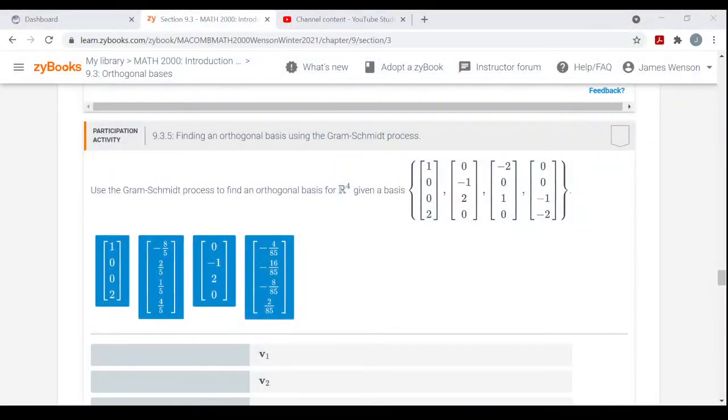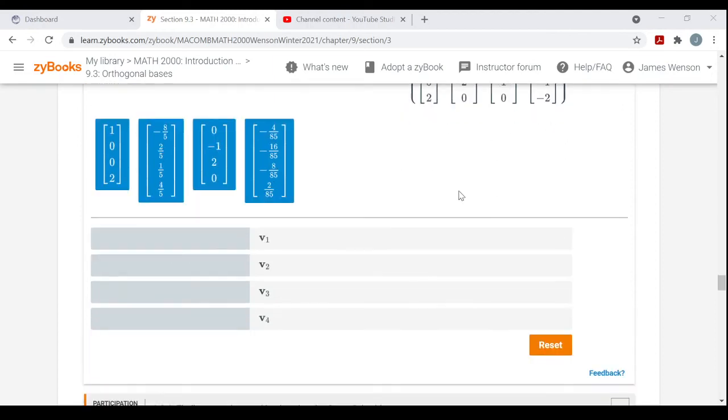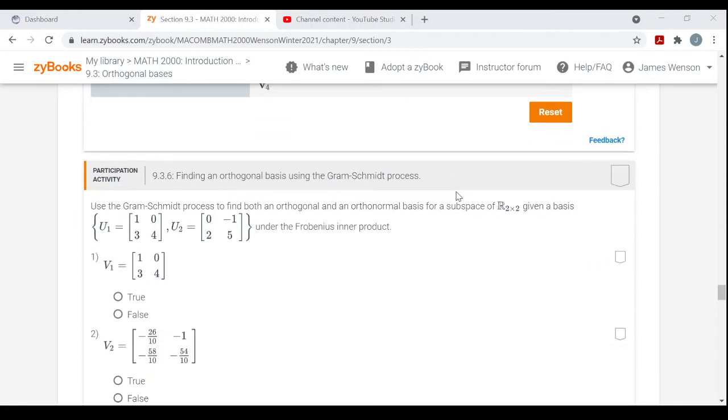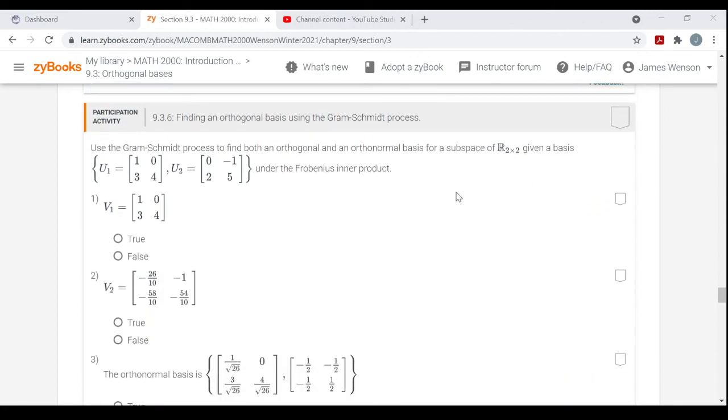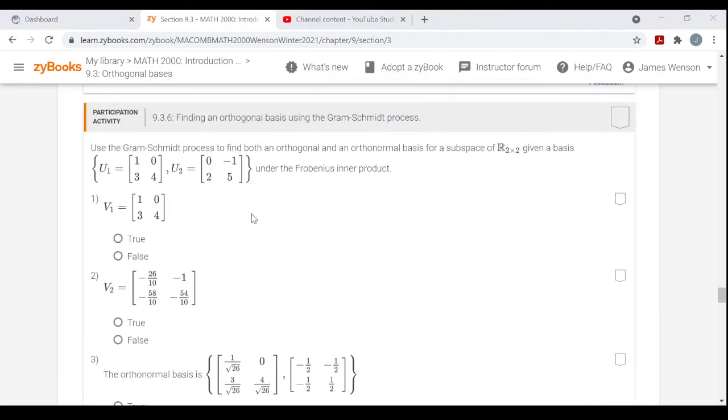Okay, so again, you can see how long. Now, when there are only 2 or 3 vectors, it doesn't take that long. With 4 or more, like this example here, it could take a while. All right, now they're asking you to do the same for these activities, which again I would leave to you.